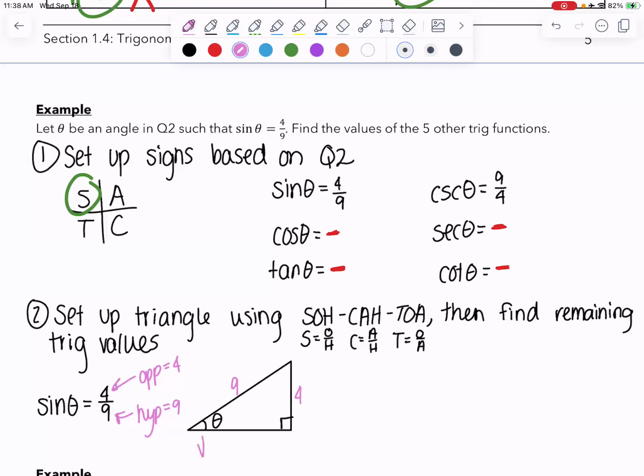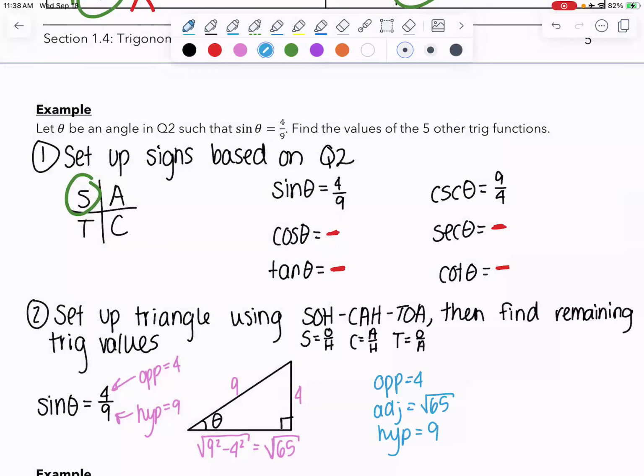This remaining side down here will be the square root of 9 squared minus 4 squared, which comes out to the square root of 65. So altogether, we have that the opposite side is 4, the adjacent side, so the side right next to the angle, but not the hypotenuse, so it's this guy here, that one is square root of 65, and the hypotenuse is 9.